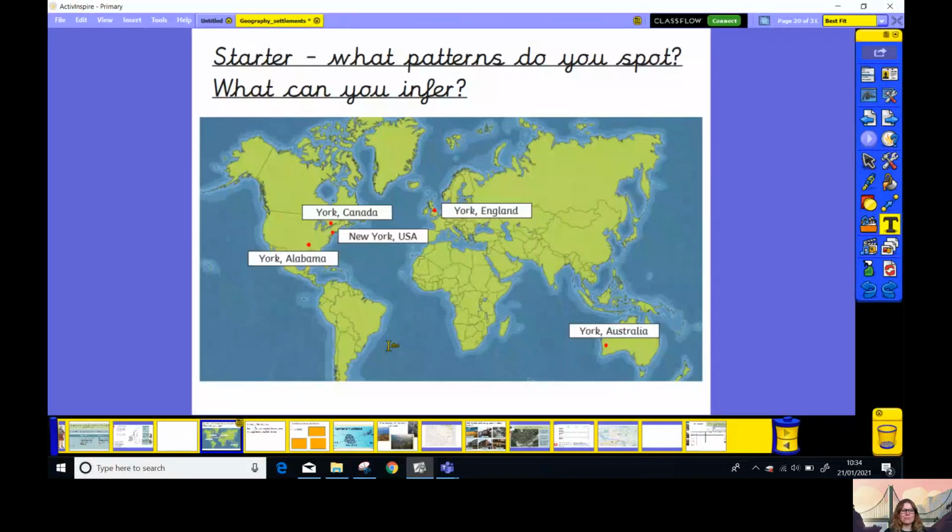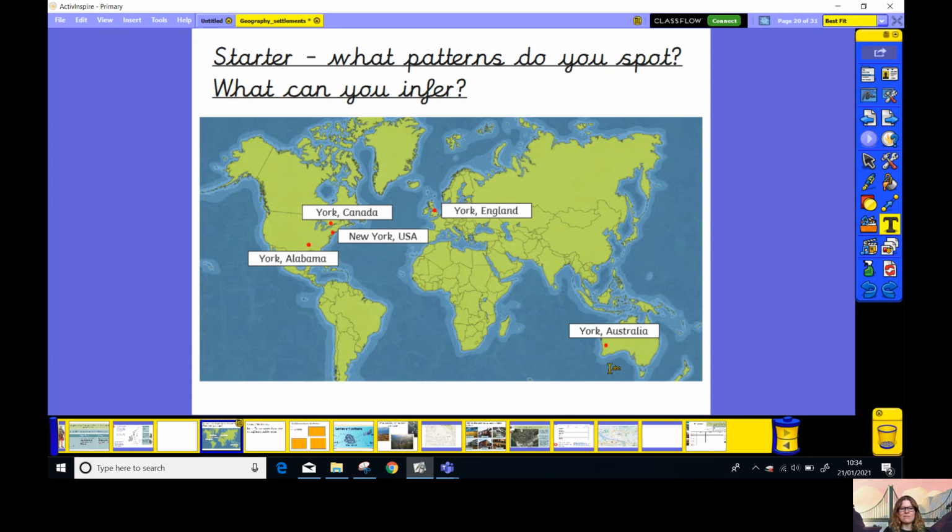Okay. Now, we've been looking over the last couple of weeks at settlements. And so today, I'd like you to do this little starter. I've got a map of the world here. And on the map of the world, I've got various little red dots. Pause the video for a minute and think what those mean, those little red dots. Well done. Those little red dots represent places around the world, cities or towns.